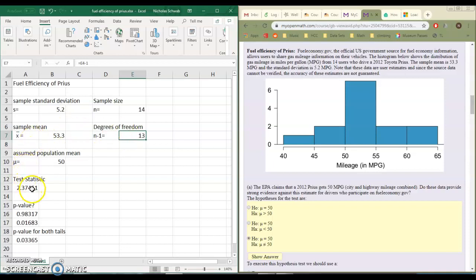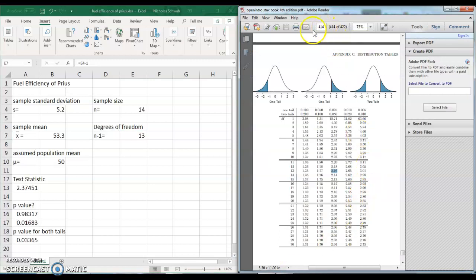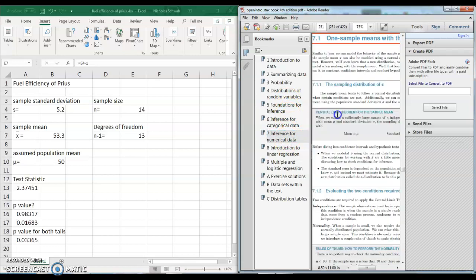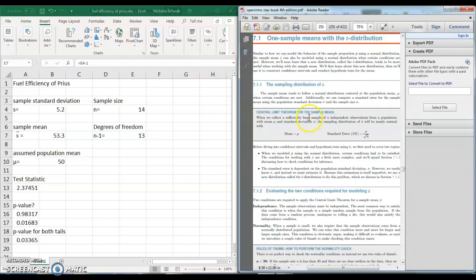And we will come up with our test statistic in just a minute, but I want to take a second look at our textbook and come back to this table, and see what is wrong. So this is the reading, this is 7.1. Our mean is 50, right? And our standard deviation is sigma over the square root of n. Standard error is sigma over the square root of n. It says, when we collect a sufficiently large sample of n independent observations from a population with mean mu and standard deviation sigma, the sampling distribution of x bar will be nearly normal.